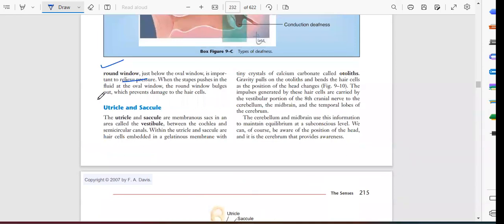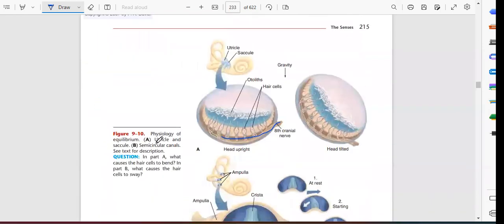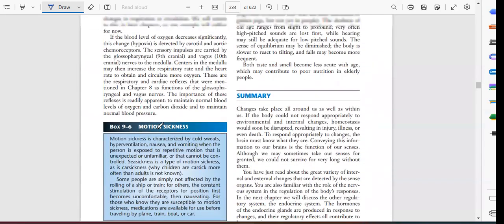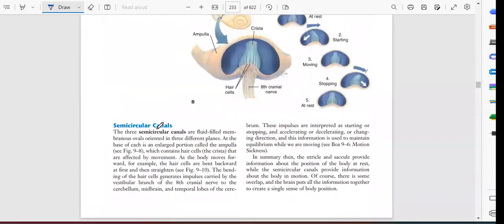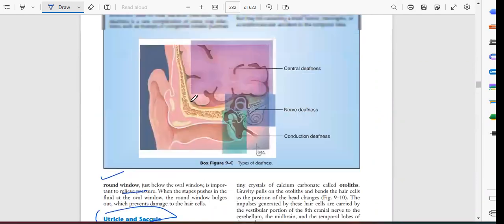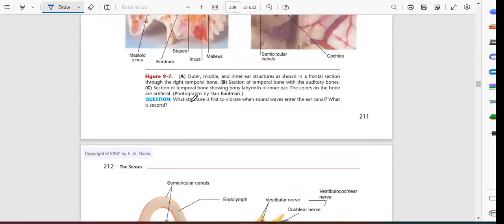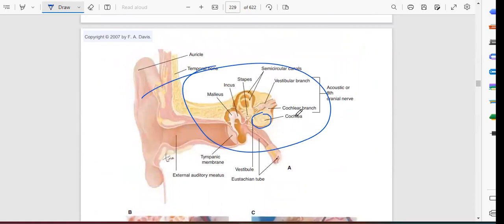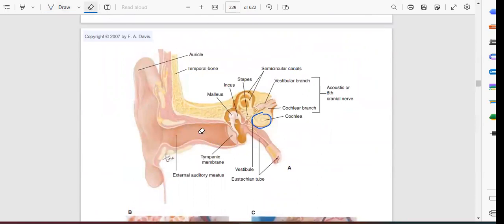Okay, next we have utricle and saccule. This will be very important, because it is an important thing to maintain the pressure equilibrium. So we have utricle and saccule in our membranous sac called the vestibule. You can see that this is the vestibule.